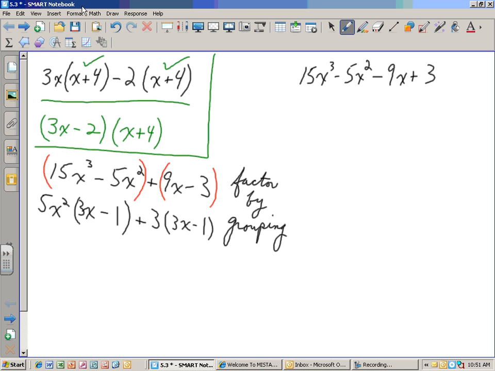So that we can see that these 2 factors are the same. And so I can factor like I factored the one above it, which is 5x squared plus 3 times the common factor of 3x minus 1. Okay? And that's how we factor by grouping.